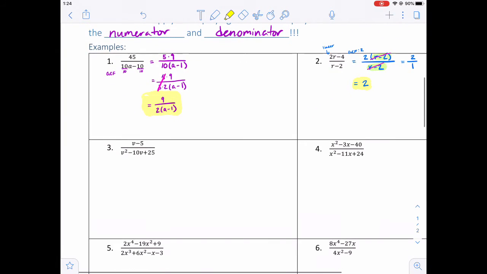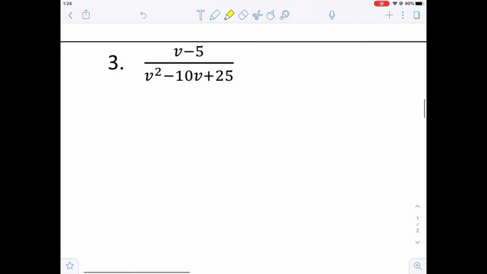Keep going. So in our next one, we have v minus 5 and we have v squared minus 10v plus 25. You might be tempted to say 5 and 25 cancel. They do not. You cannot do that.